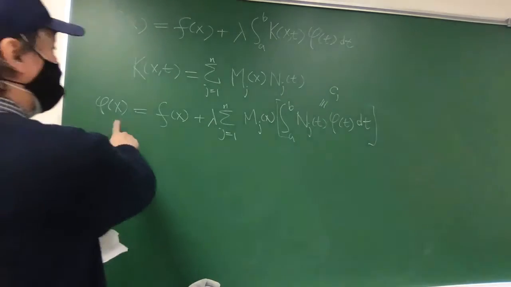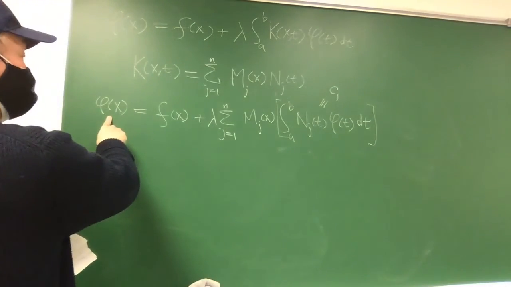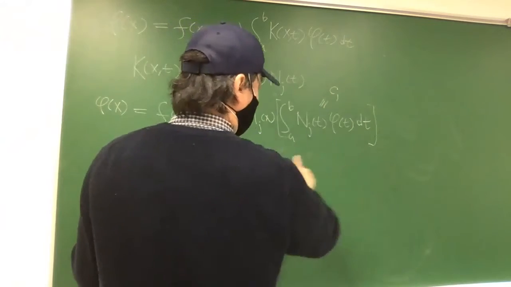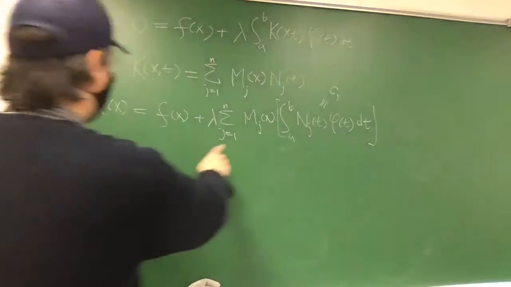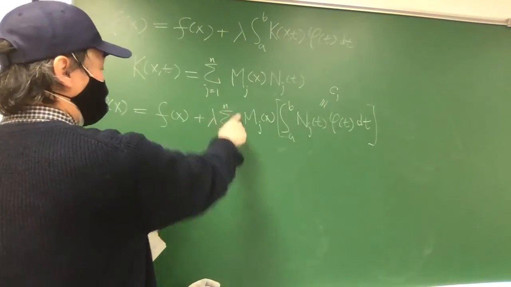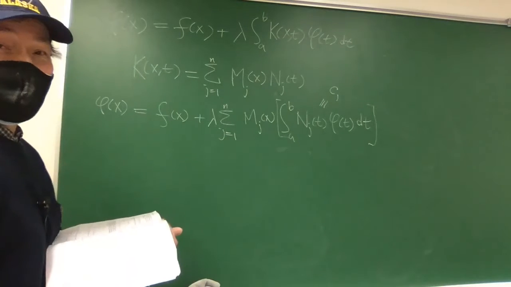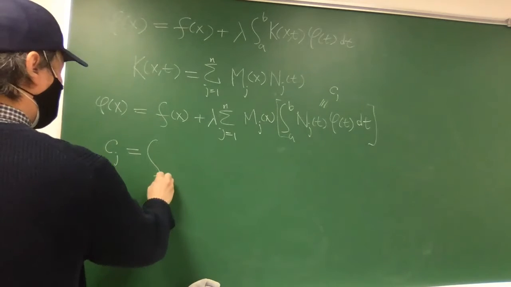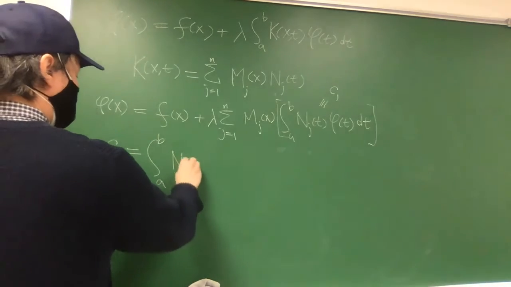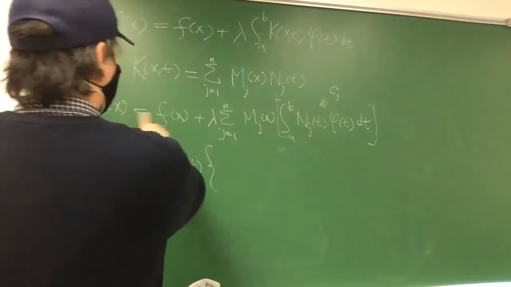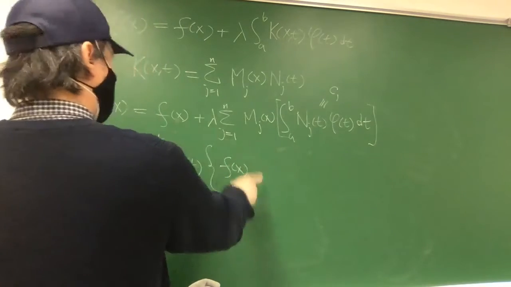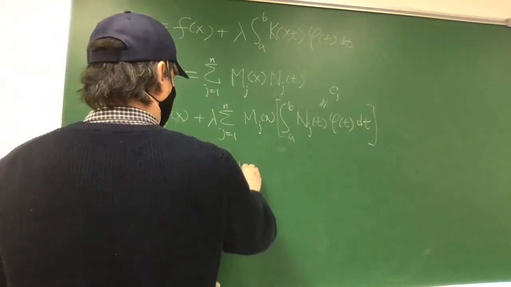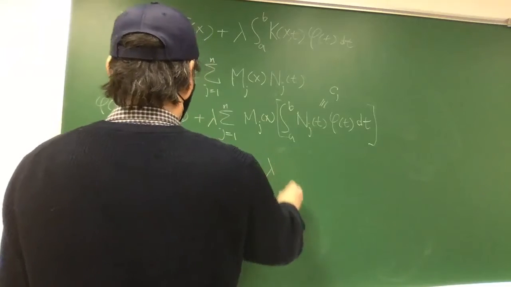Okay, so now you have this form, and once you have this form, you can plug this back to this equation. So this is an equation saying that C sub j equals this integral, but then this phi can be written in this form, which is f plus lambda times sum over m sub j times c sub j. Let me just write out explicitly C sub j equals integrating a to b, and you have n sub j t. Now this phi is using this form, so it's f as a function of x. Now x becomes t because phi is a function of t, so you change x to t. And then plus lambda sum over.